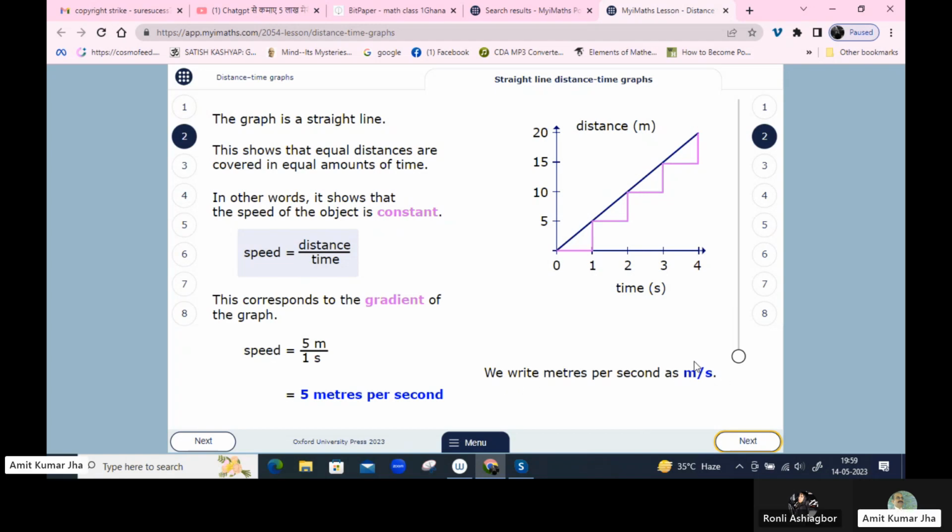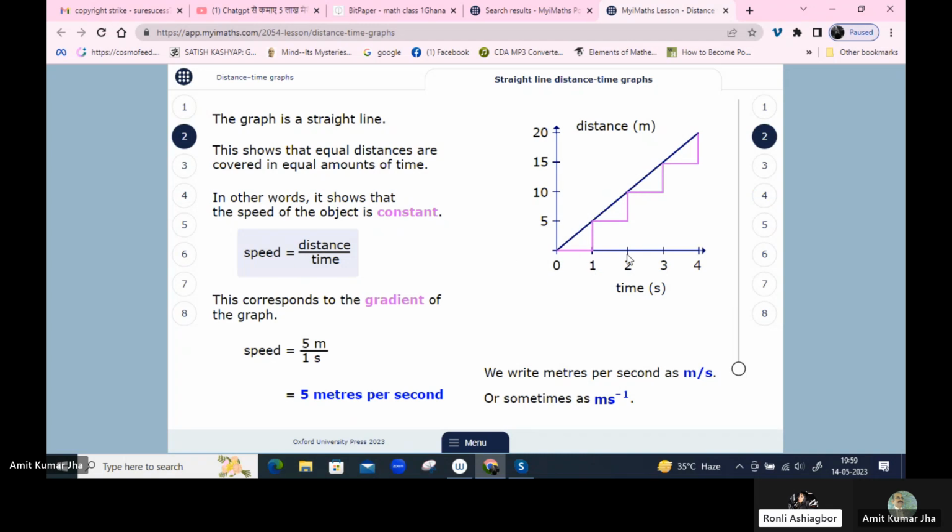I asked you earlier, what is that? So here it is mentioned meter per second, not miles per second. Or sometimes written like this. So I am pretty hopeful. There is no doubt in this part till now. Is there any doubt so far? No. Okay, moving to the next.